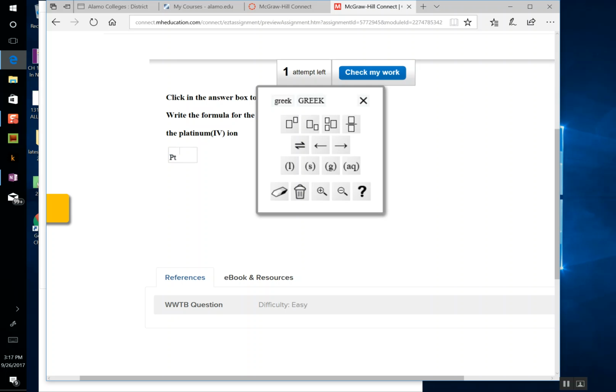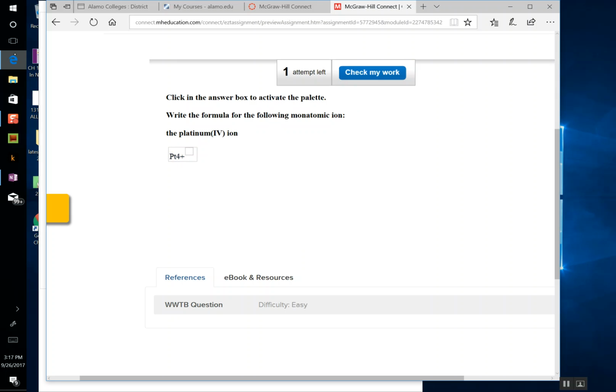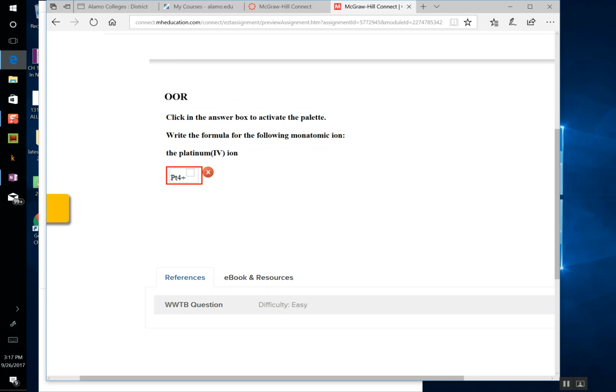What is it? Platinum 4. So we need a plus 4, or do they want 4 plus? They usually do 4 plus. Okay, all right. They're very technical on entering it. Okay, check my work. Oh, it doesn't like that. The 4 plus needs to be up in there. Okay. That's why I give you 2 attempts.